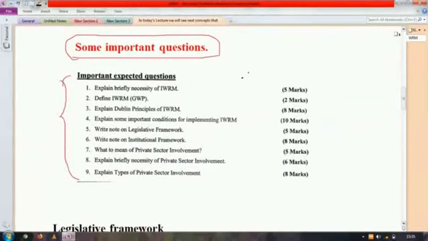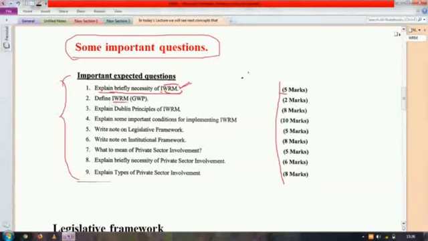Here are some important expected questions from the point of view of the examination. The first question is: explain briefly the necessity of IWRM. It is asked for 5 marks, but don't bother about the marks. Here you need to explain the purpose of IWRM, why it is required, what the meaning of integrated is, and how it is going to change the water resource management system or strengthen the existing water resource management systems.